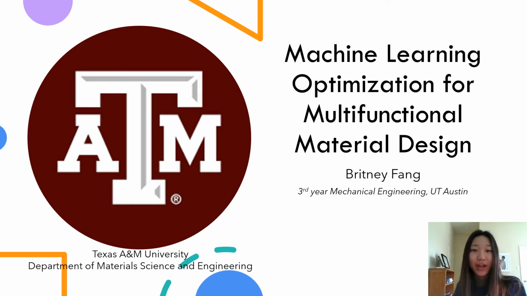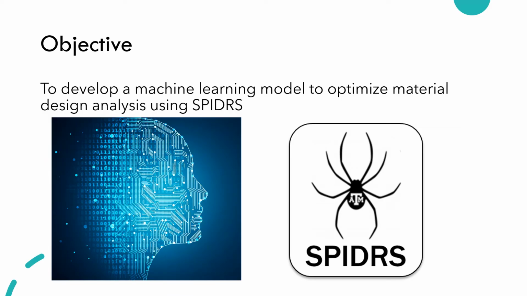Hi, I'm Brittney Fang. I'm a third-year mechanical engineering student at the University of Texas at Austin, and this is my final presentation for my project, Machine Learning Optimization for Multifunctional Material Design. This summer, my project objective is to develop a machine learning model to optimize material design analysis using SPIDERS.